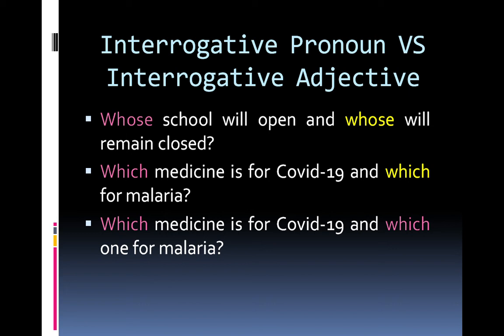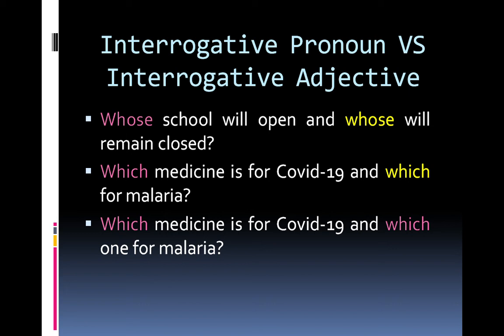Which medicine is for COVID-19 and which one for malaria? In both these examples, which is an interrogative adjective. In the first example, it's modifying the noun medicine. In the second example, the word one has been used in place of medicine. It's a pronoun, and which as interrogative adjective is modifying the pronoun one. Pronouns, just like nouns, can also be modified by adjectives. So this is all about the difference between interrogative pronoun and interrogative adjective.